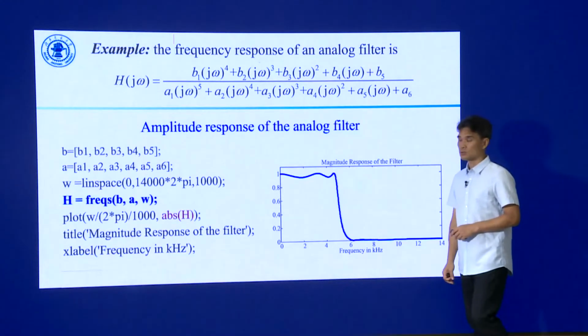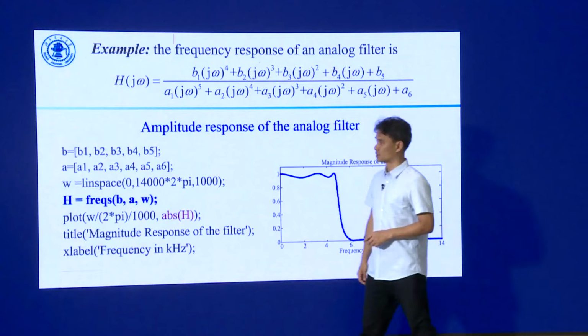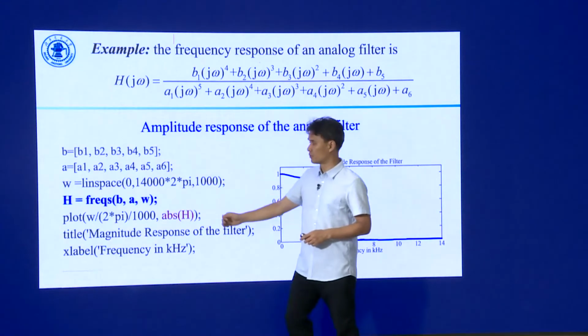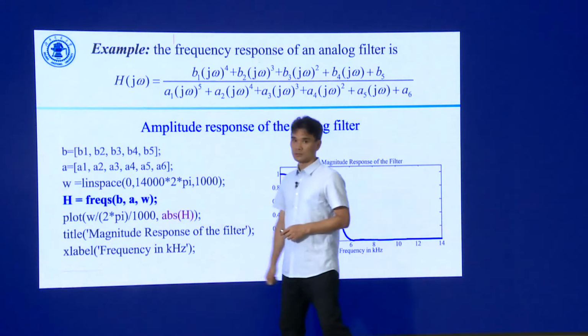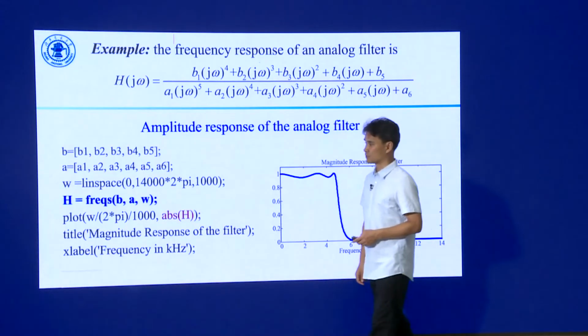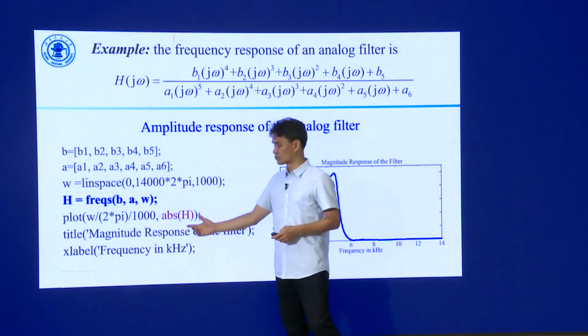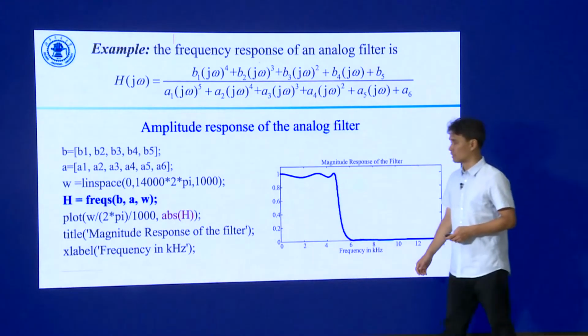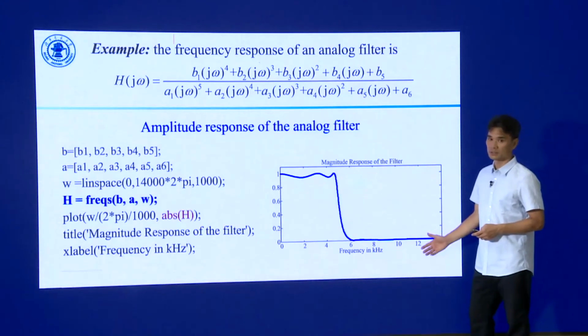For the first question, it's quite straightforward. We get the coefficient vectors and put them into the frequency response function, and we get the frequency response, and we use ABS to get the amplitude response. And here's the graphic representation.